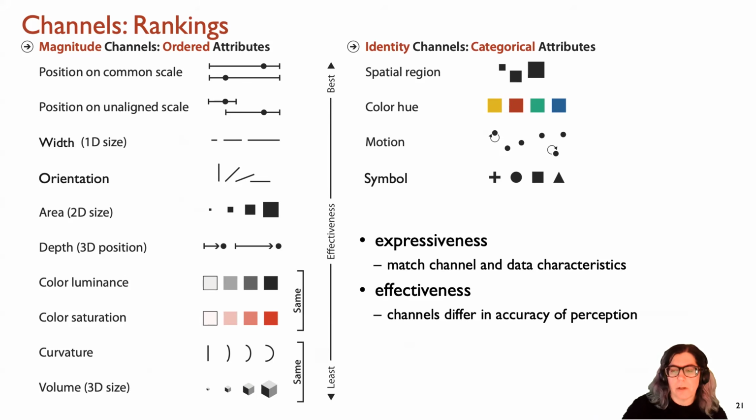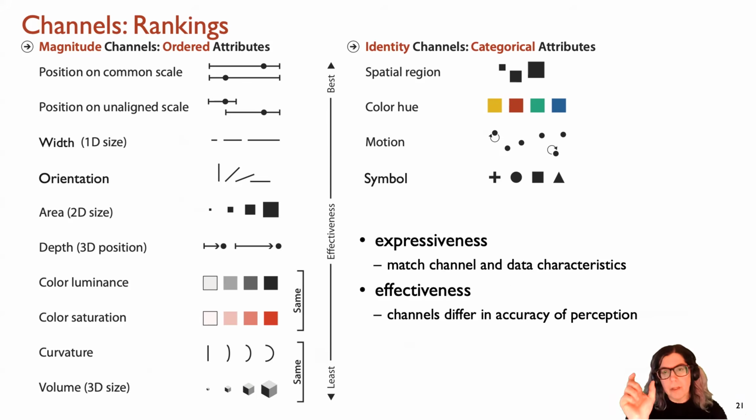Now, it's also not a coincidence that this list is ordered vertically. For the effectiveness of the different channels, one of the main ways we can think about this is how accurately can we perceive that? That is, if we encode data with one of these channels, to what extent can the viewer decode that data back out? So these are arranged from the most effective near the top to the least effective near the bottom.